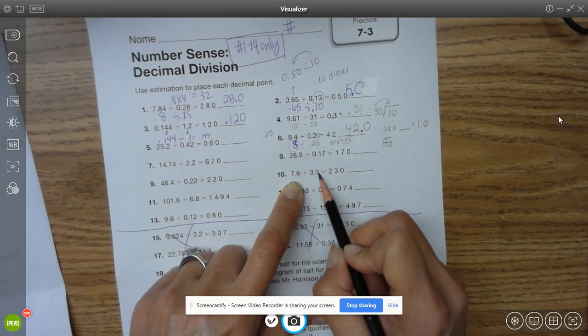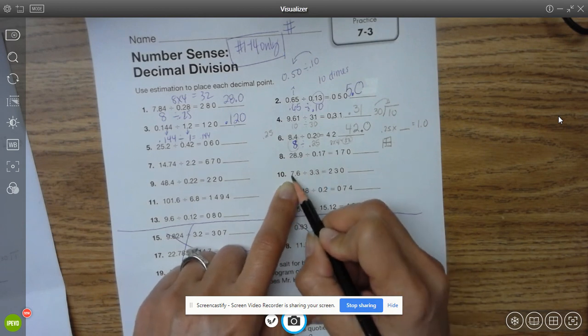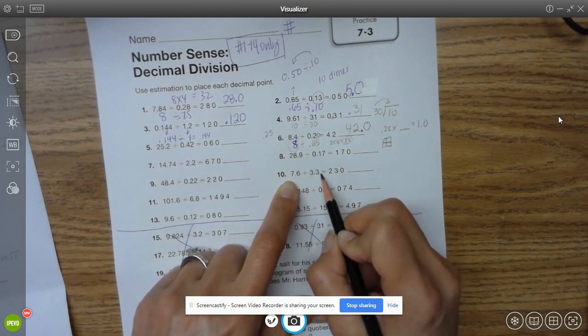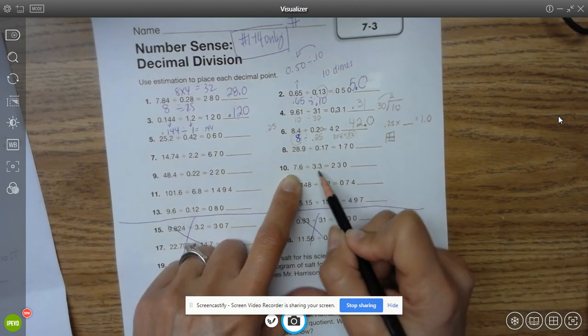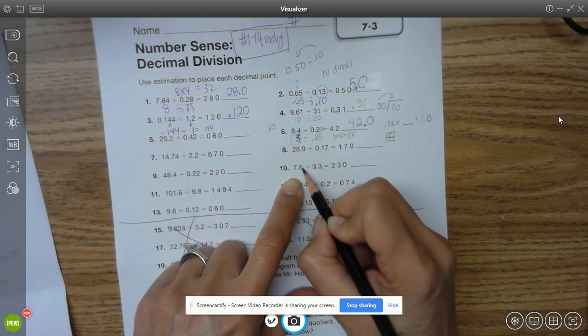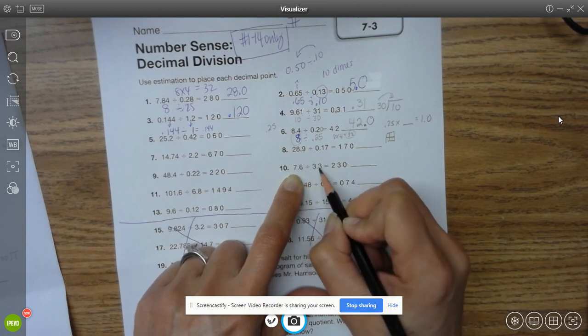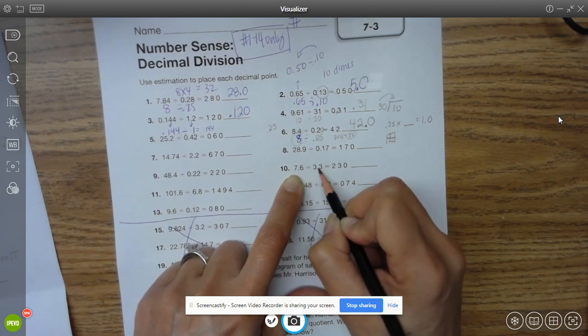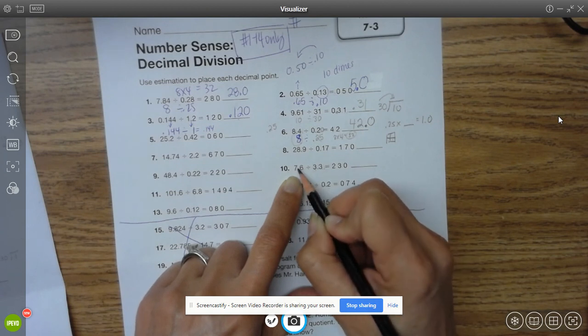Let's do this one. Number 10, I have a whole number with a decimal, whole number and a decimal. We can do this. I think you guys can do this, but let's do this one anyhow since I'm here. 7 and 6/10. I want to round, but I also want to take a look at this number because this divisor is what's going to dictate what I want to change this number to.